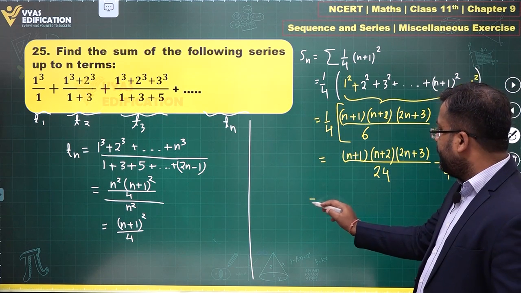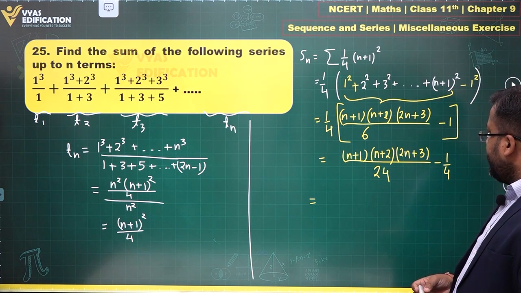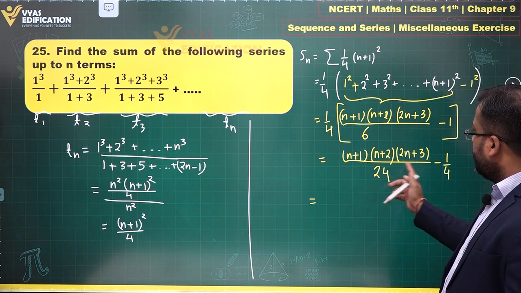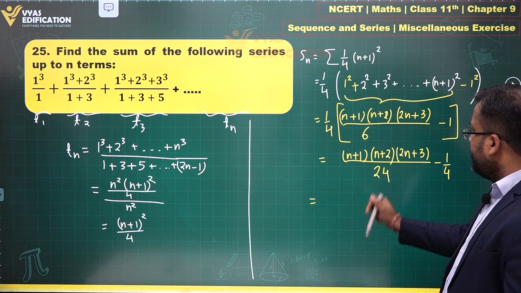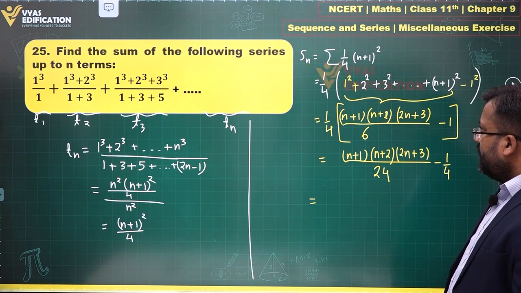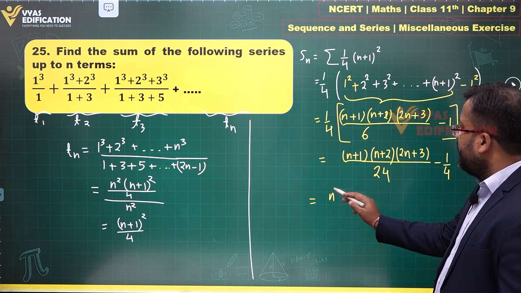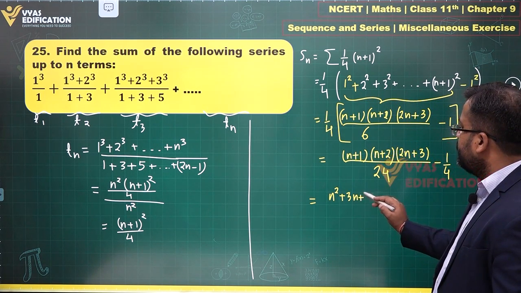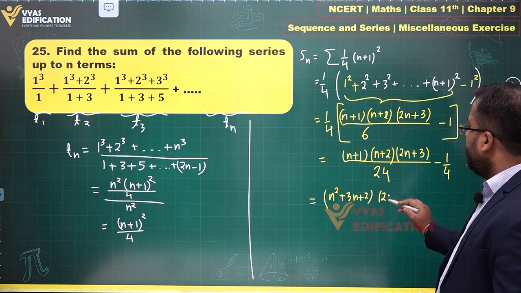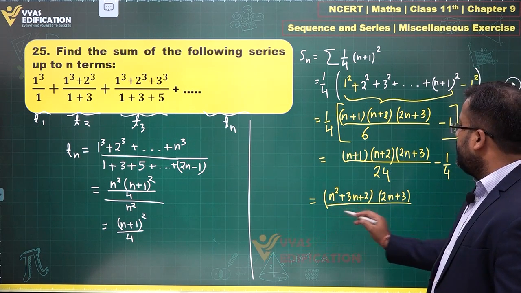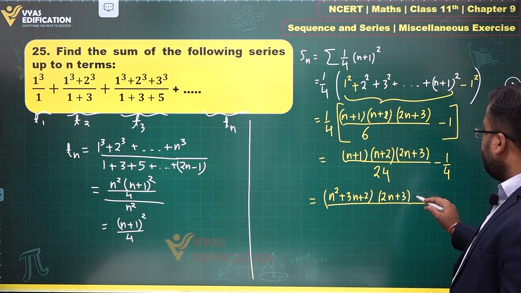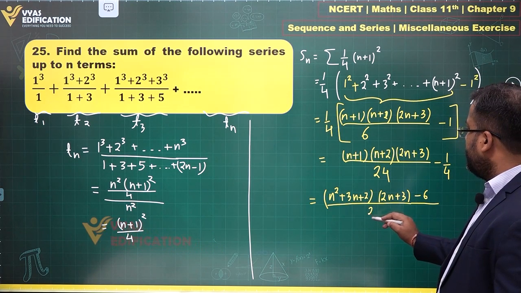And we can leave the answer at this stage, or maybe we can simplify by taking the LCM over here. What's the numerator? Numerator looks like, okay, can we multiply them? This is n square plus 3n plus 2. And we have 2n plus 3 as well. It's n square plus 3n plus 2 times 2n plus 3 is what you have upon, okay, you take the LCM, this becomes 6 and this becomes 24.